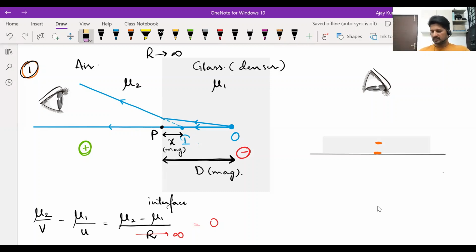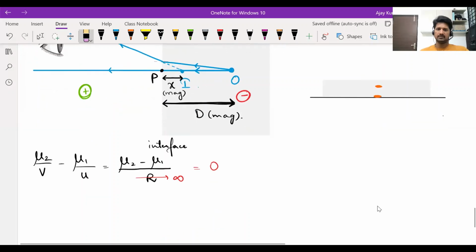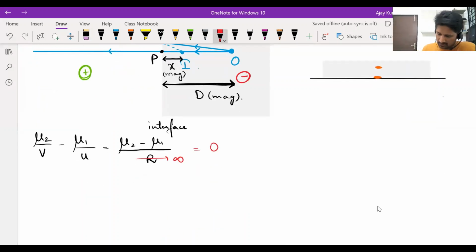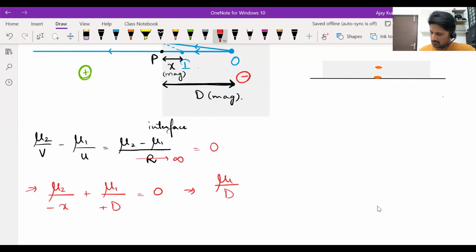Now the object is on the right side of the pole, that is the negative side. The image is also on the negative side. So in the formula, both x and d will be substituted with minus signs. Therefore, it becomes mu2 divided by image distance, which is minus x, minus mu1 divided by object distance, which is minus d, is equal to 0. Sending it that side, mu1 by capital D is equal to mu2 divided by x. Therefore, you get x is equal to d into mu2 by mu1.